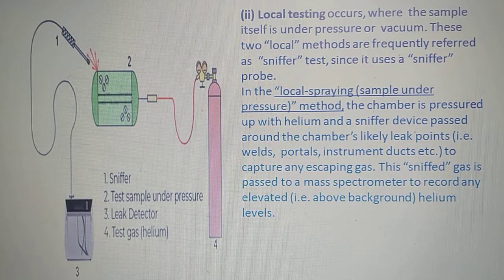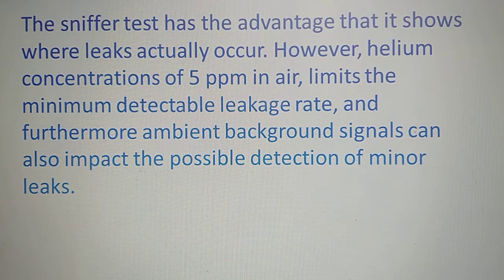In local spraying on a sample under pressure, the chamber is pressurized with helium and a sniffer device is passed around the chamber's likely leak points to capture any escaping gas. This sniffed gas is passed to a mass spectrometer to record any elevated helium levels, and thus you can detect the leakage. The sniffer test has the advantage that it shows where leaks actually occur.